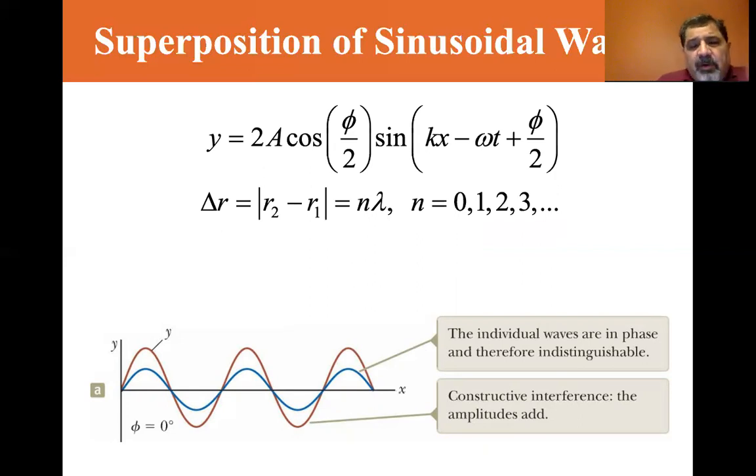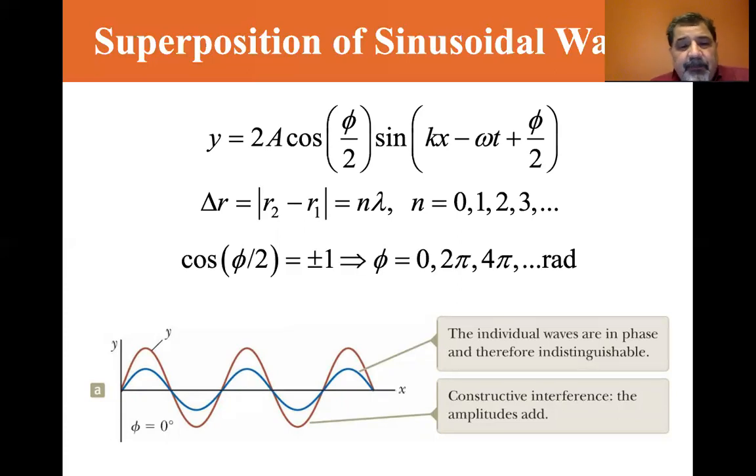When these are in phase, you can see that the peaks are aligned and the troughs are aligned. This is when the individual waves are in phase, and therefore they're indistinguishable. You have constructive interference. The amplitudes add. I think the two blues are Y1 and Y2, and Y is the resultant. Cosine phi over 2 is equal to plus or minus 1, and phi is equal to 0, 2 pi, 4 pi, and so on.